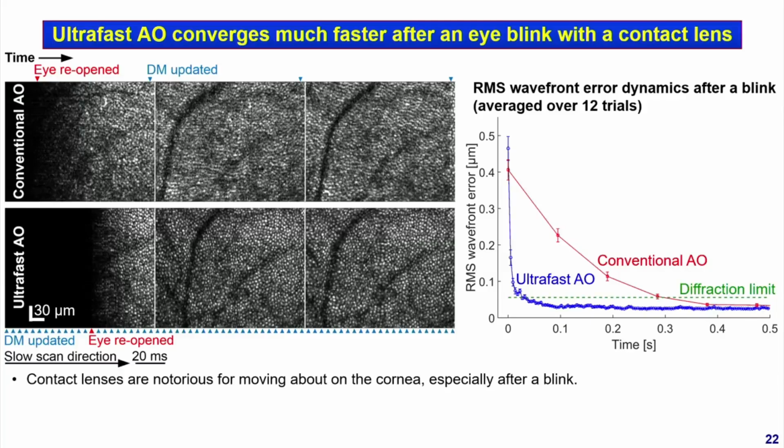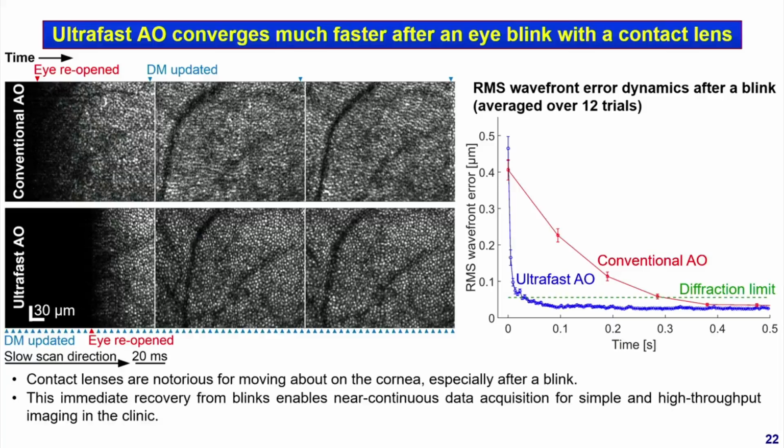Contact lenses are notorious for moving about on the cornea, especially after a blink. We image a myopic subject who wore a contact lens of minus 6.5 diopters. After the blink, ultrafast AO achieves better image quality. The wavefront error curves show that ultrafast AO reached diffraction limit 11 times faster than conventional AO. This immediate recovery from blinks enables near continuous data acquisition for simple and high throughput imaging in the clinic.